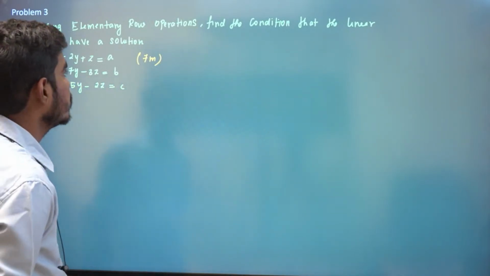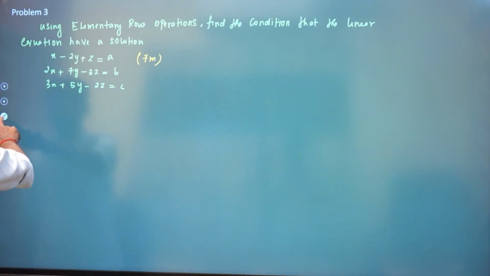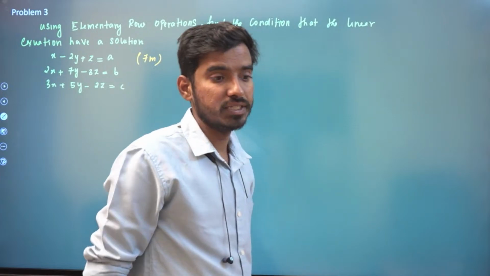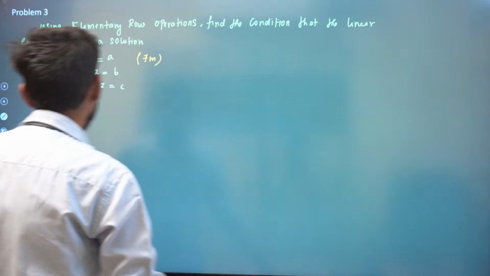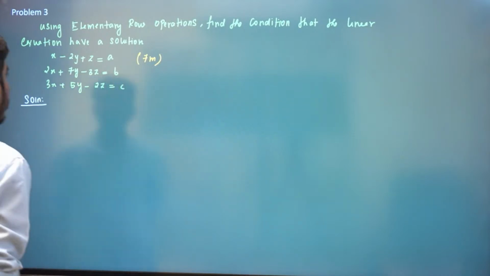Using elementary row operation, find the condition that the linear equation have a solution. So for what value of a, b, c, this will have a solution. So solution means it can be unique or it can be infinite also. That we will check by reducing to row echelon form. Find the condition on a, b, c.